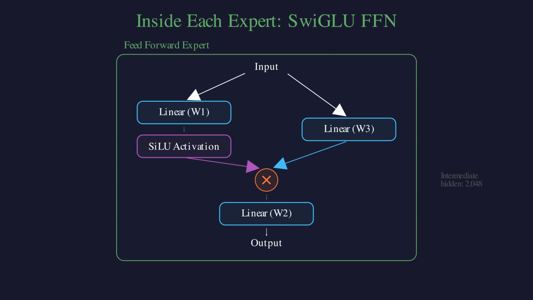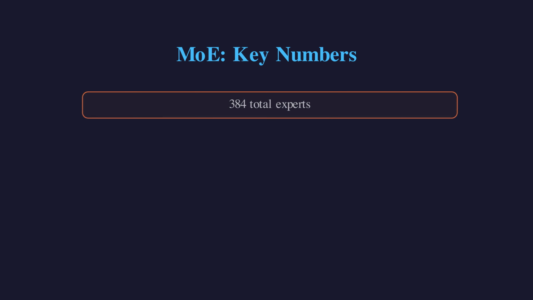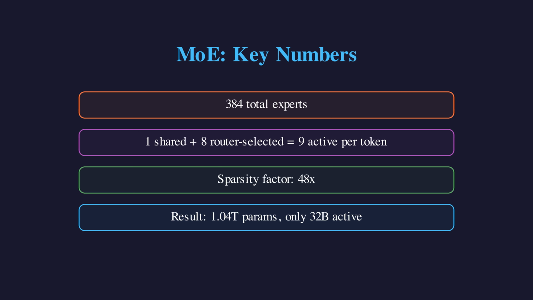Now here's the math that makes this whole thing work. The model has a trillion parameters in total, but because only 9 experts fire per token, you're only using 32 billion parameters in any given forward pass. That's 48x sparsity, meaning you get the knowledge capacity of a trillion parameter model at the computational cost of a 32 billion parameter one. That trade-off is the entire foundation of why this model can compete with the best while costing a fraction to run.